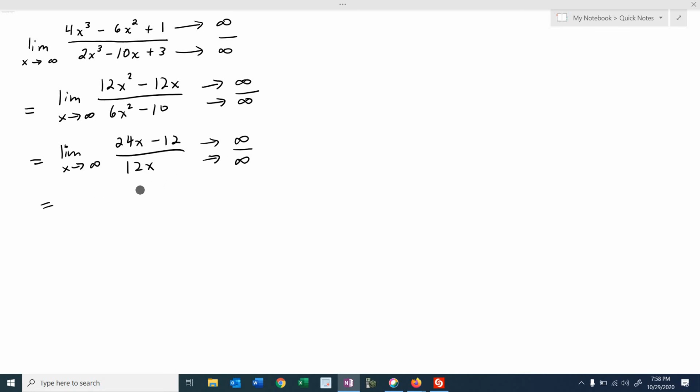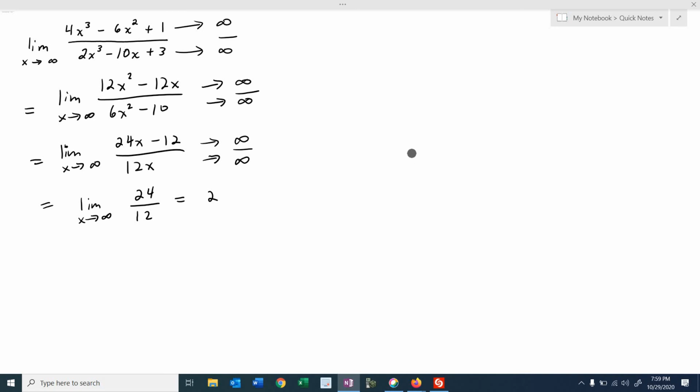Okay, and so we can use L'Hopital's rule one more time. And the derivative of the top here would be 24, and the derivative of the bottom would be 12. Then, of course, as x is heading towards infinity, we're always getting a 2 here, right? 24 over 12, so this is approaching 2. And so that's the limit of this original function as x is approaching infinity.